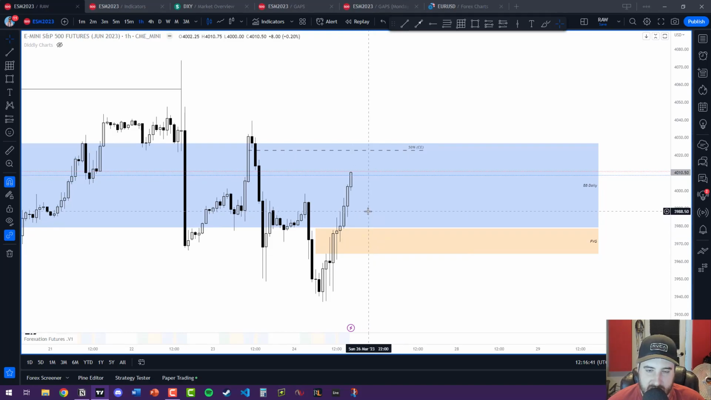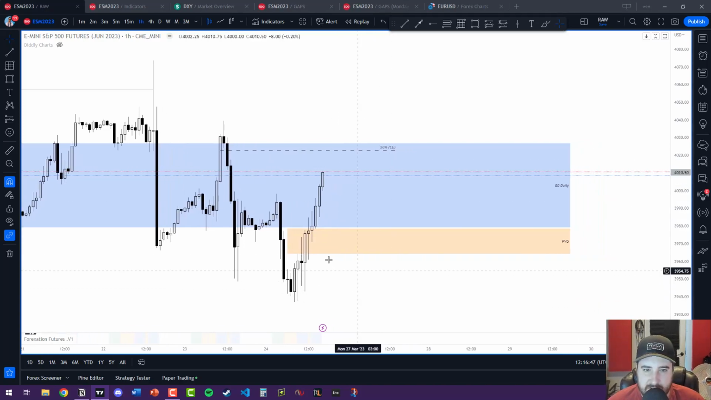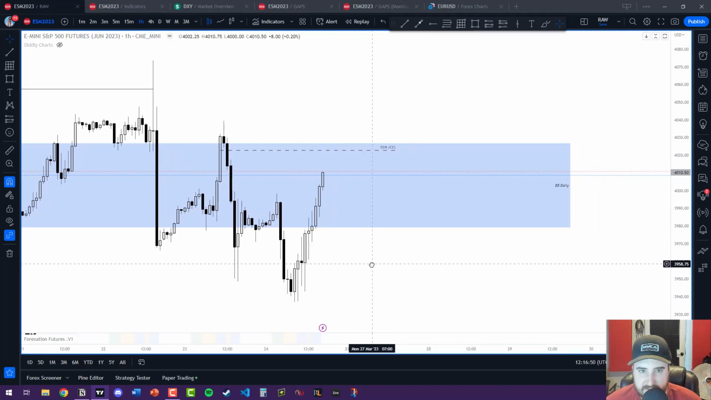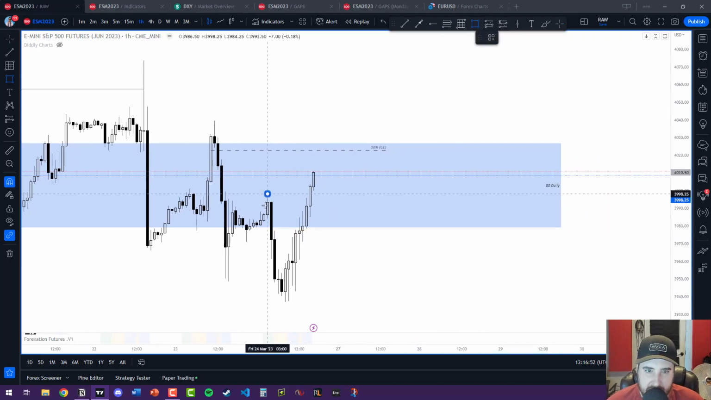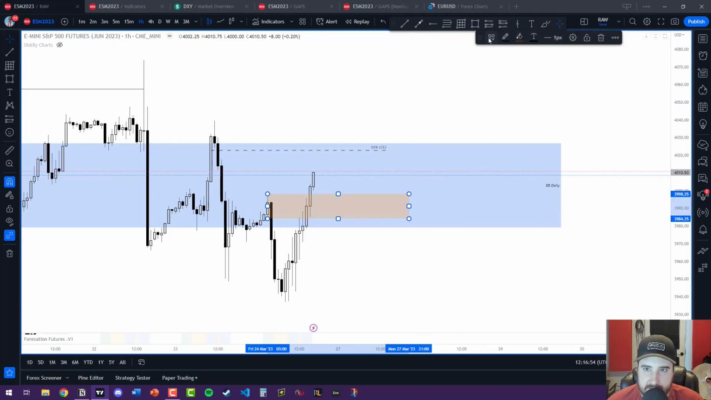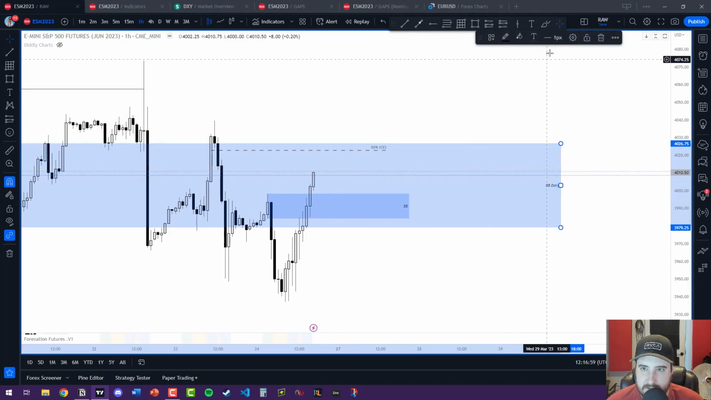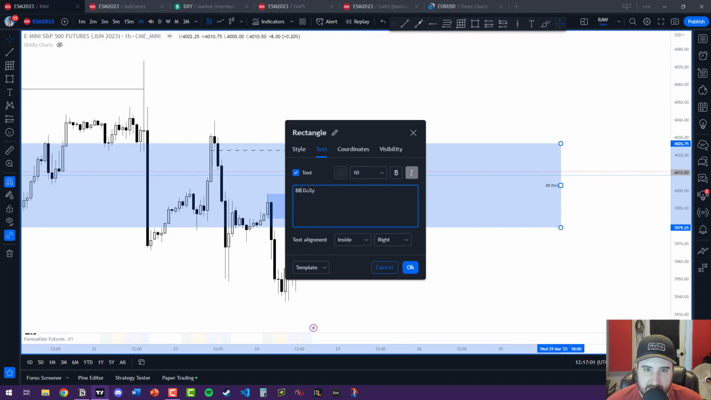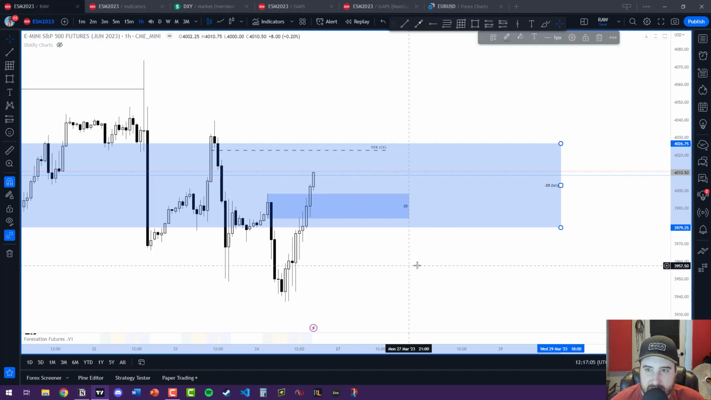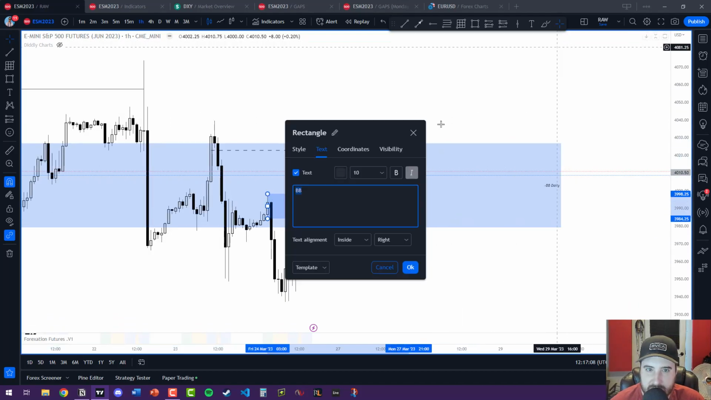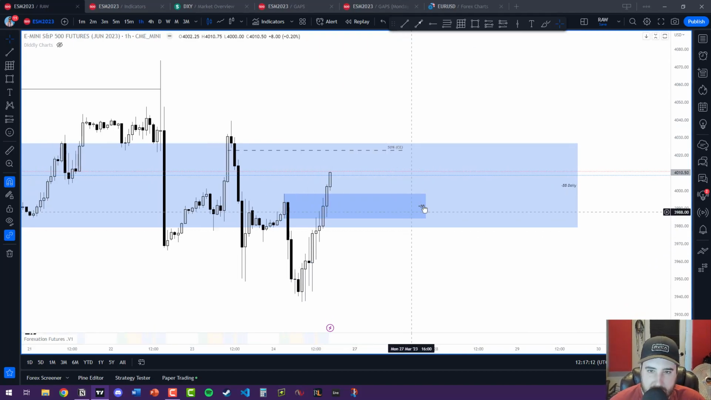You know, we do have an implied fair value gap, but I don't really trade with them too much. So the only thing we could be looking for now, I'm going to take this fair value gap off. We do have this breaker block. And to be even more clear, we have the bearish breaker block and we have this bullish breaker block on the 1 hour.